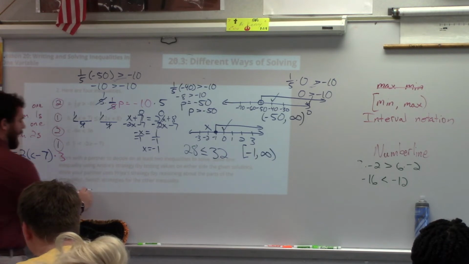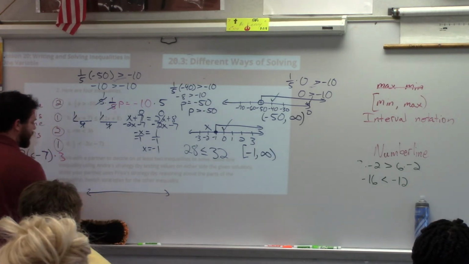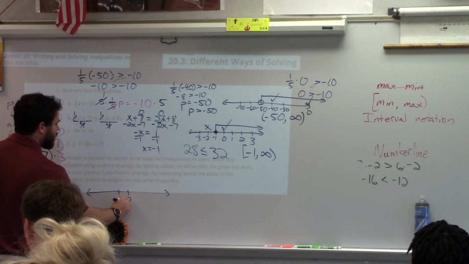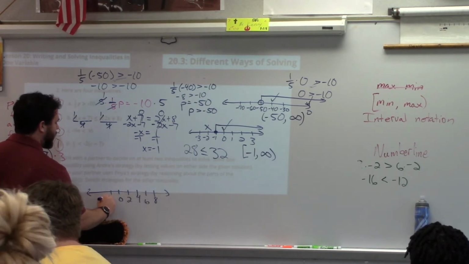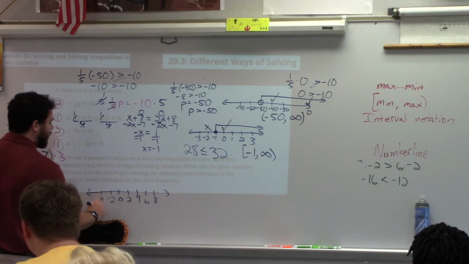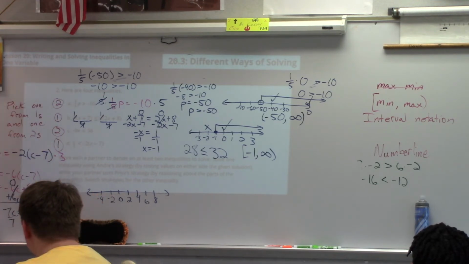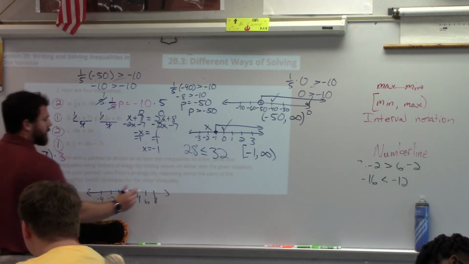So what number has to be on my number line? 6. 0, 2, 4, 6. Notice I change my scale depending on what kind of numbers I have. When I'm trying to get to a 6, I go by 2s. When I'm getting to -50, I go by 10s. When I go to -1 though, it's just 1s, right? It is what it is.